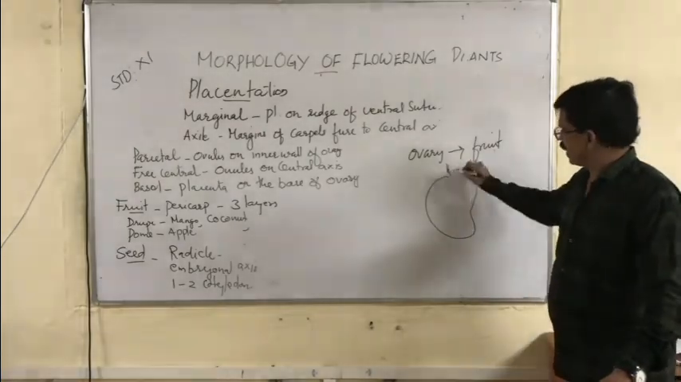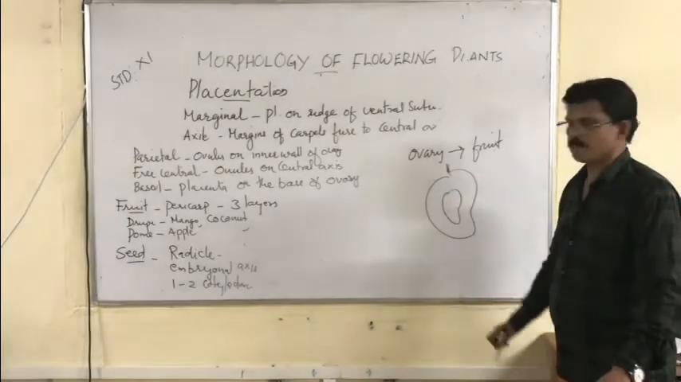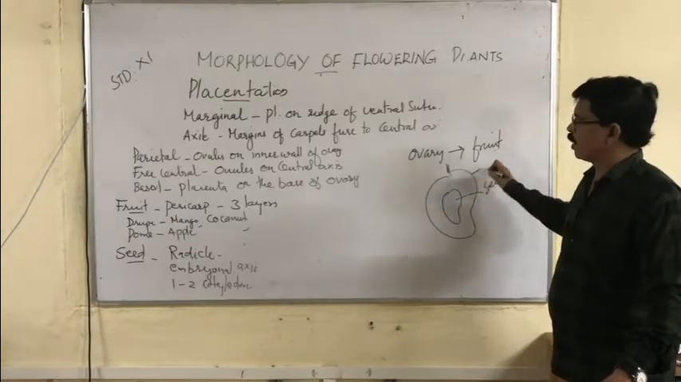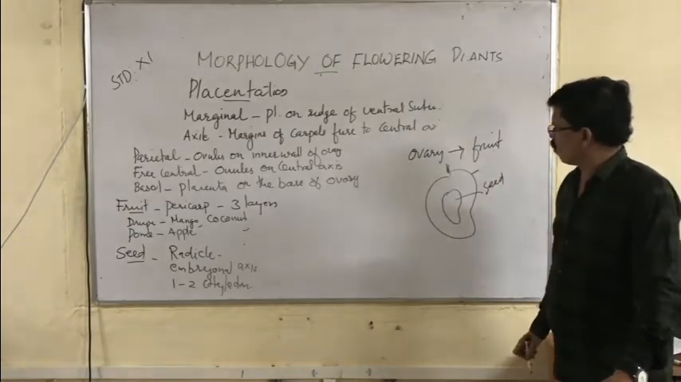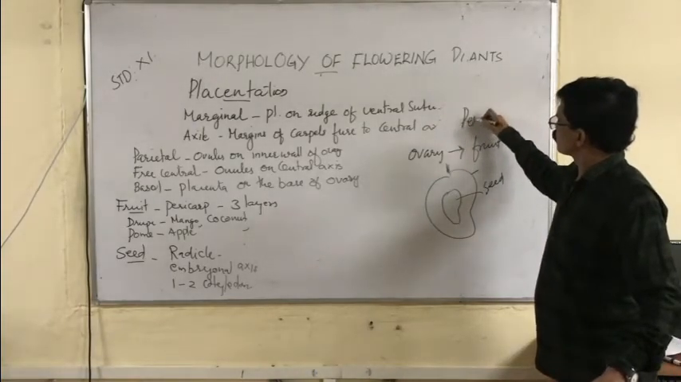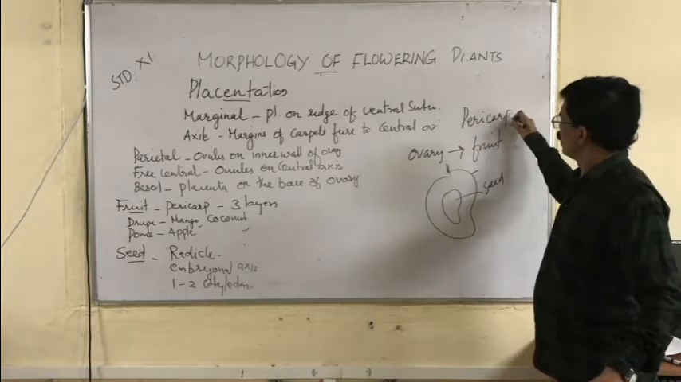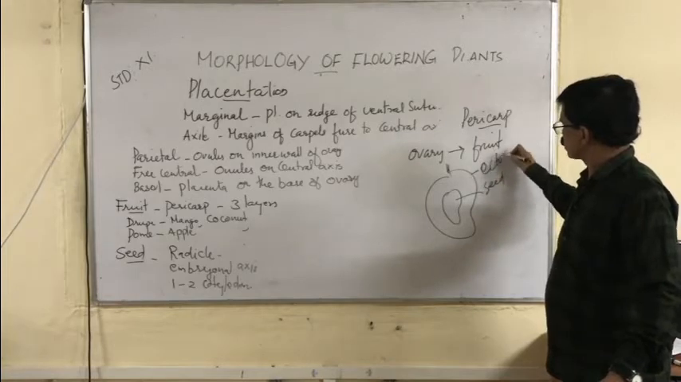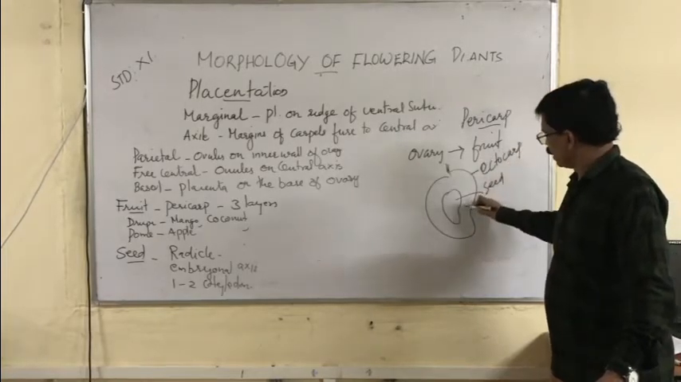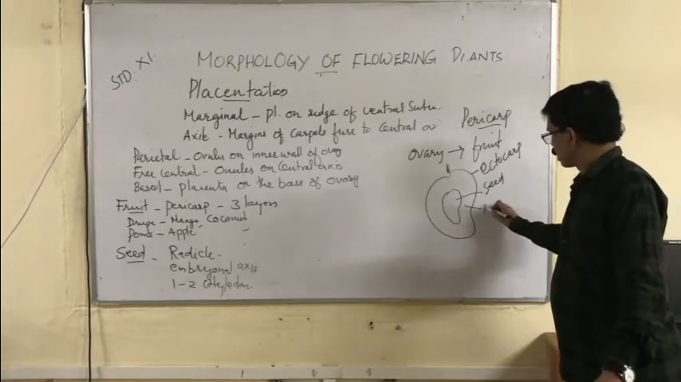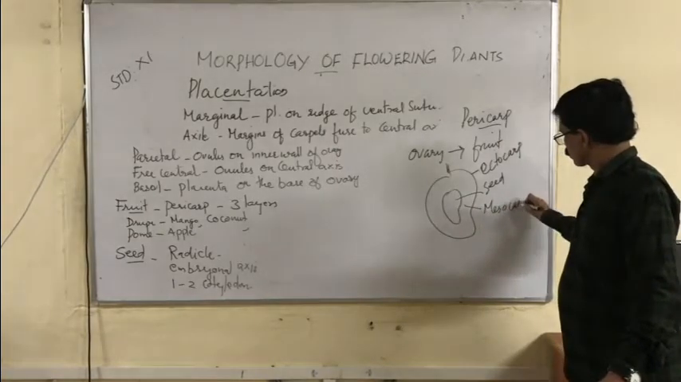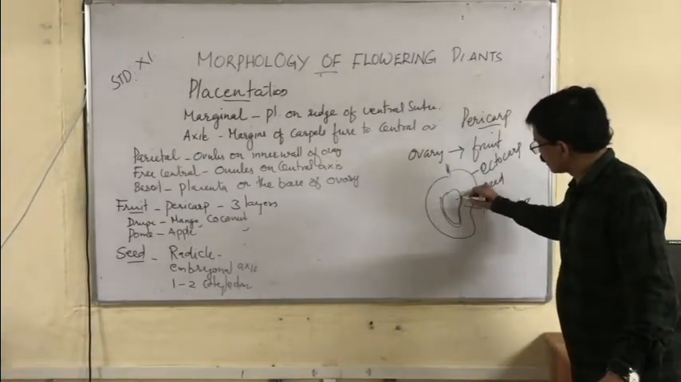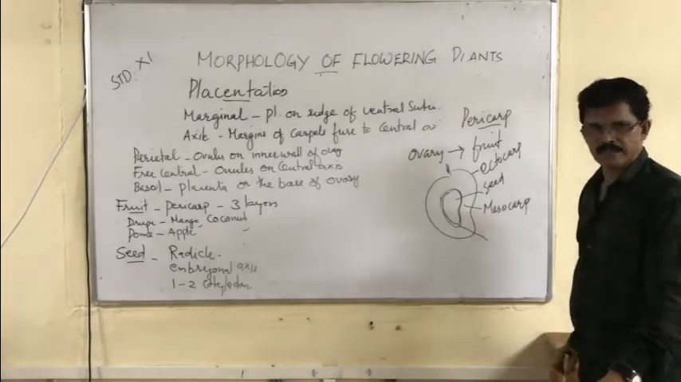There are 3 layers. Pericarp is the fruit wall. The seed is seen inside the fruit. Not actually, this is the seed. So what is the fruit wall? The fruit wall is called pericarp. Pericarp is the fruit wall which has 3 layers. Outer, ectocarp. Middle, fleshy, mesocarp. And the inner hard layer, that is called endocarp, that is close to the seed.